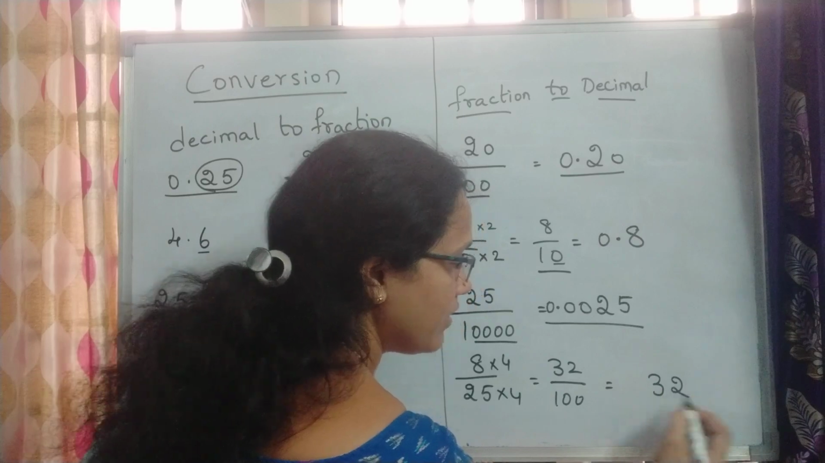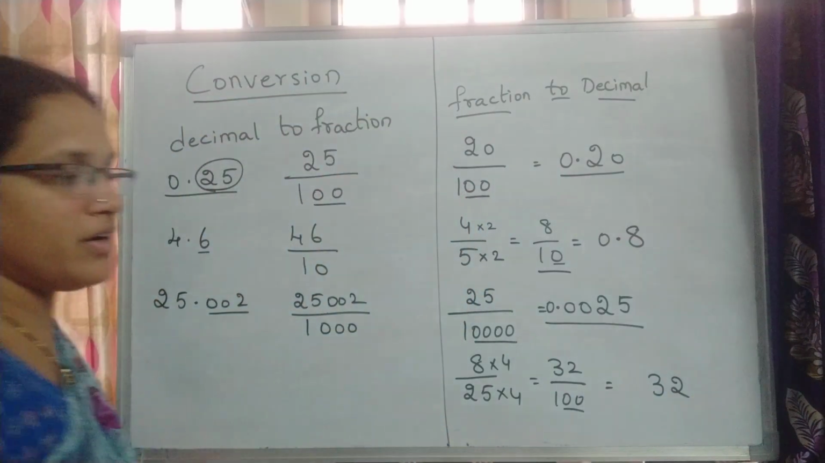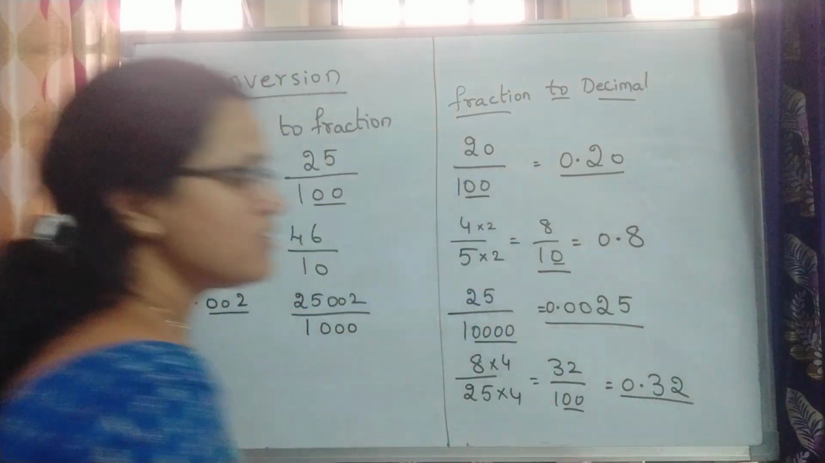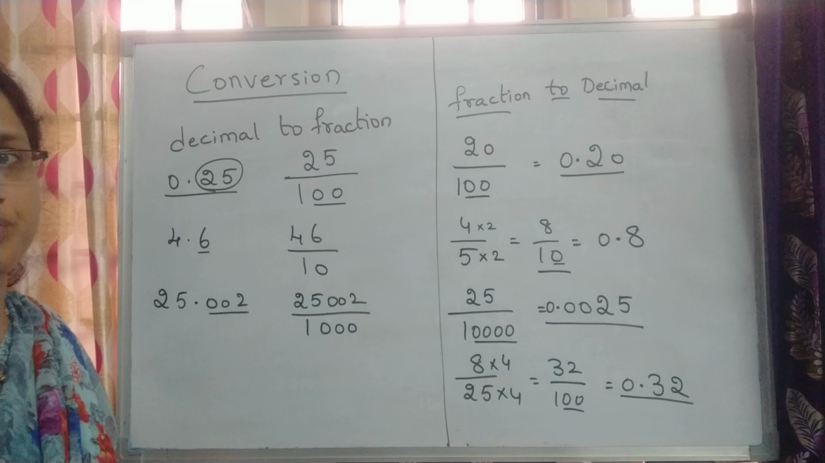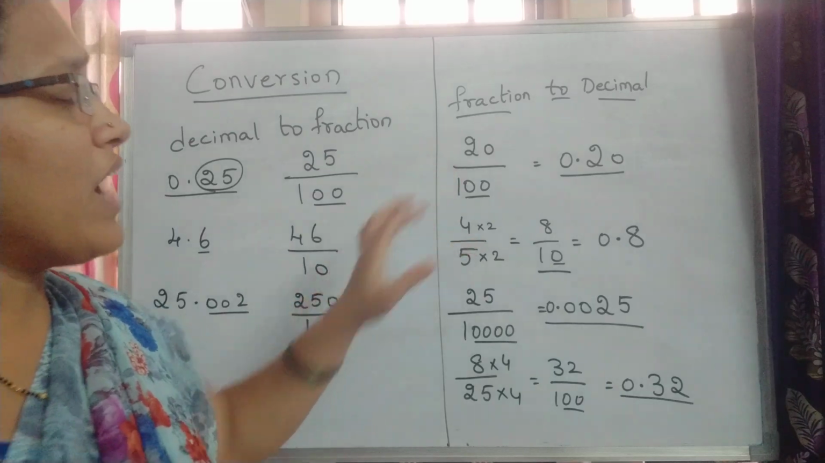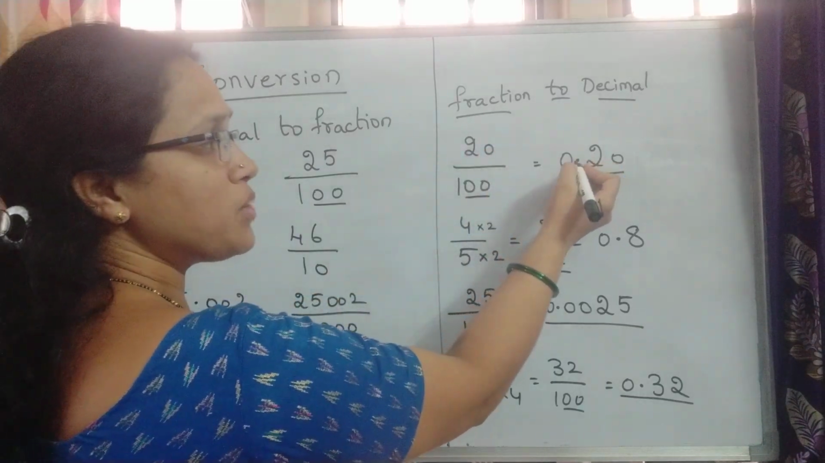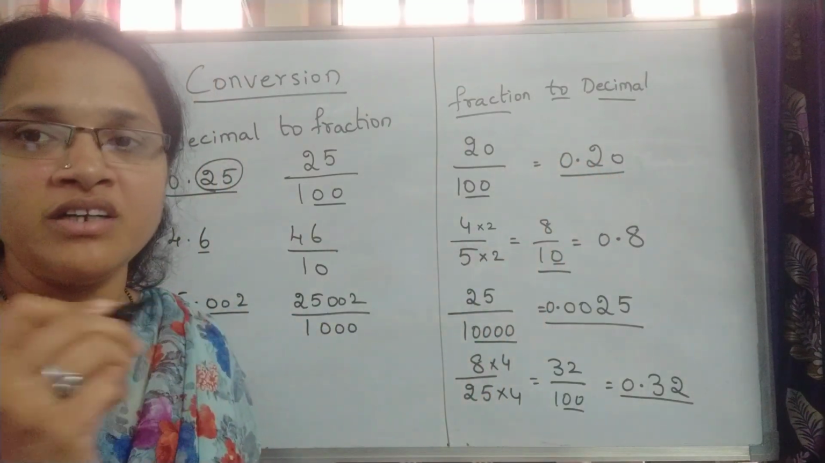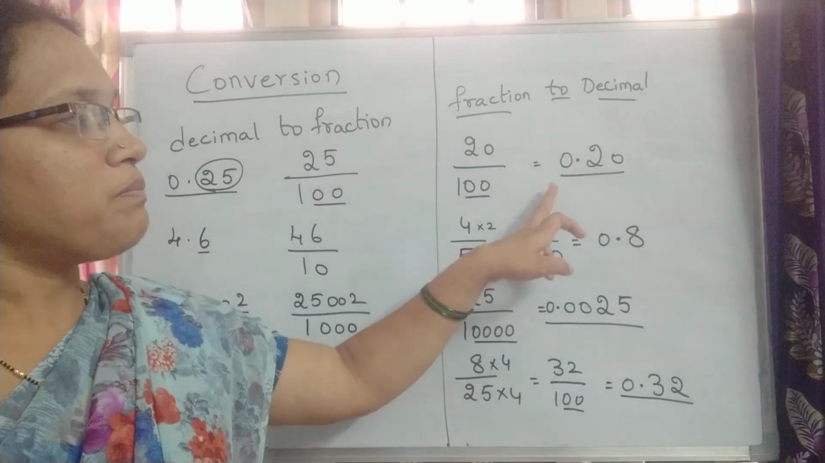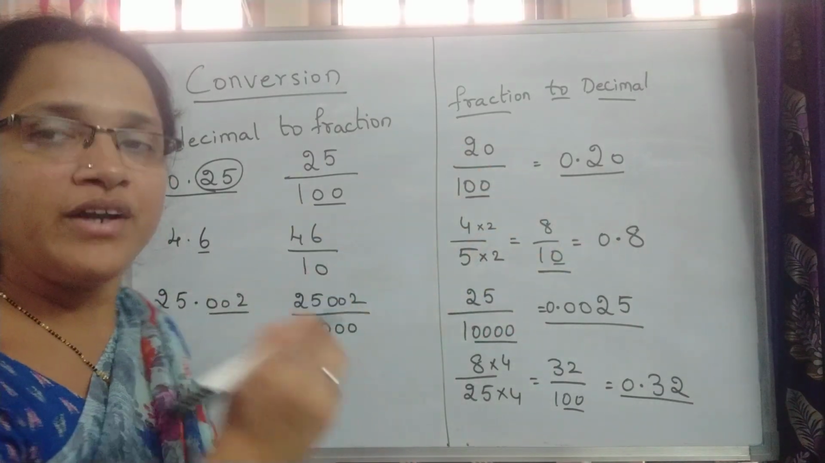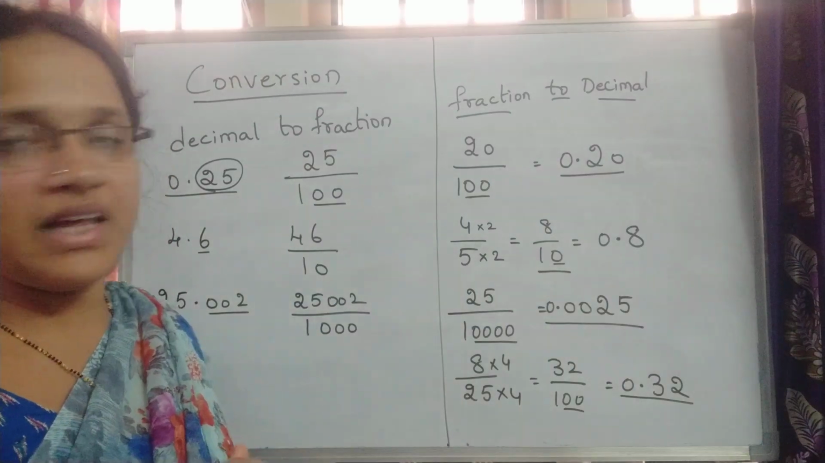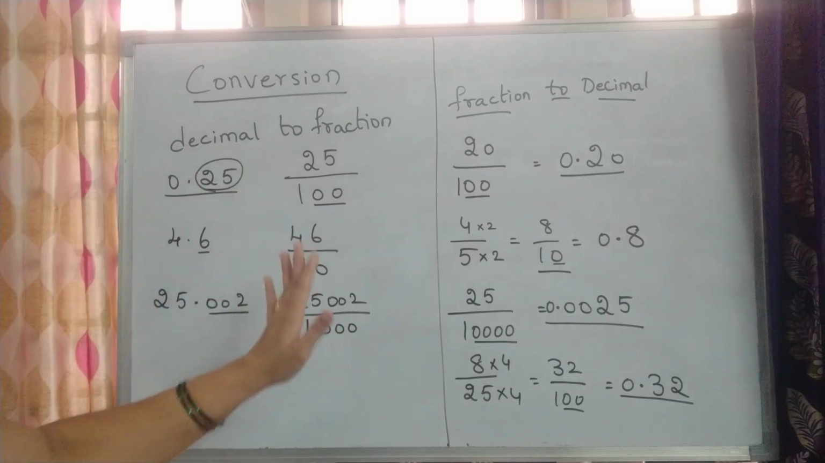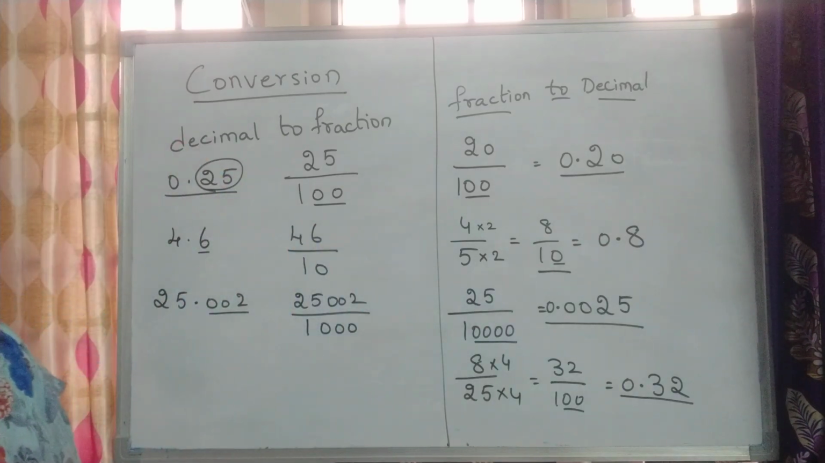Write the numerator. Count the zeros in the denominator. So 1 and 2. Your decimal point is here and it becomes 0.32. And children, whenever you have numbers like 20, you should place the decimal point and place 0 before it. If there is no whole number, you cannot write just .20. You should place a 0, so 0.20. Don't leave the place empty. Is that clear, children? I hope you understood this conversion of decimals to fractions and fractions to decimals. Thank you for watching.